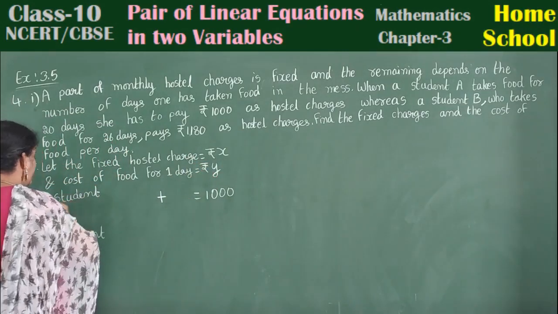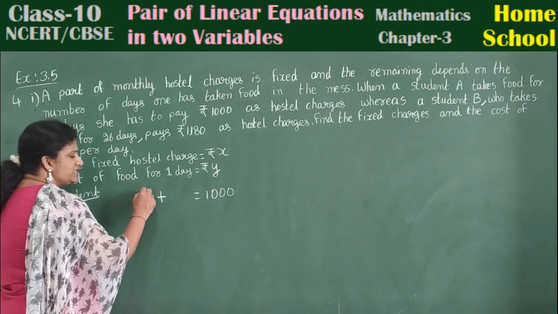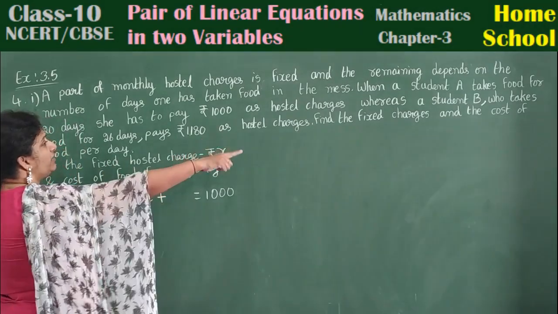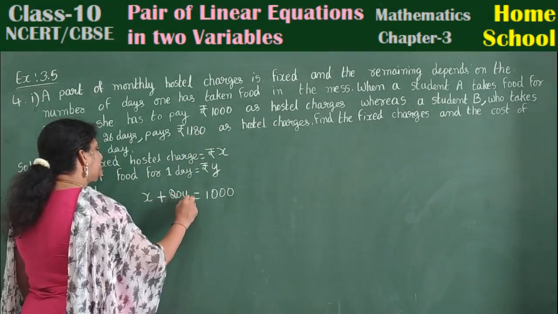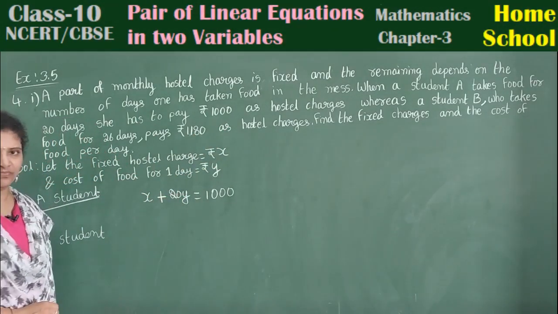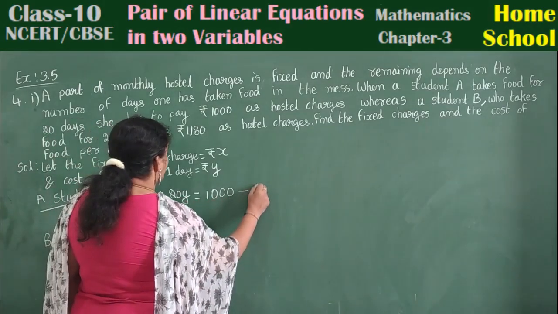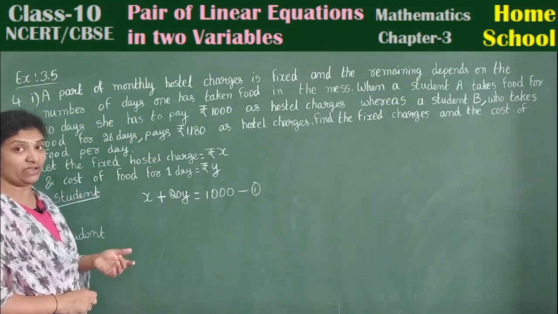Start framing the equation. A student will pay first fixed amount for the hostel. And how many days she had food there? 20 days. Means 20y. Okay. x plus 20y is equal to 1,000. First equation. Finished.